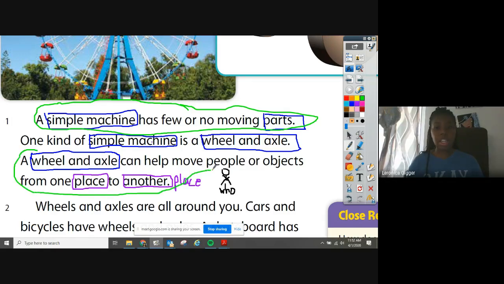We'll use the details from the text to answer our questions. A wheel and axle can move people or objects from one place to another. So we learn what a simple machine is in paragraph 1, and we also learn about what a wheel and axle does. All right.